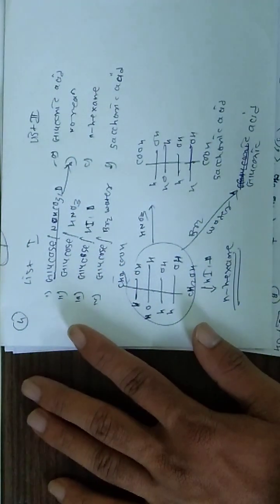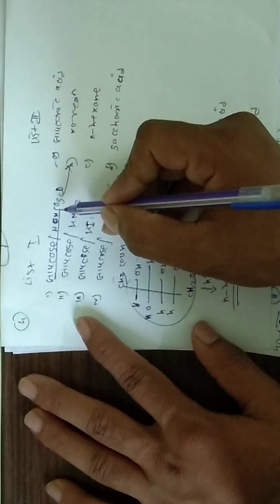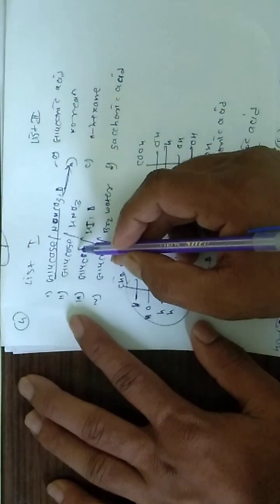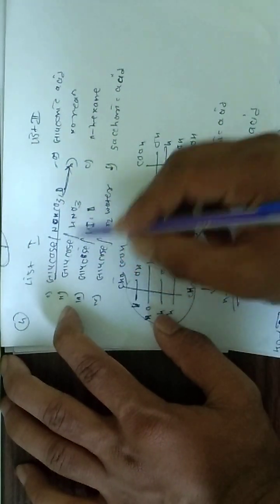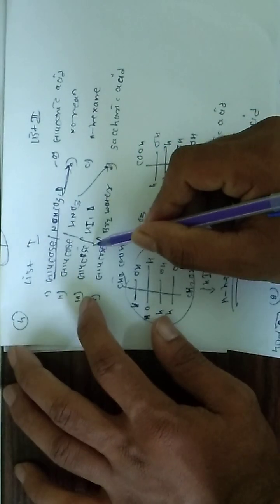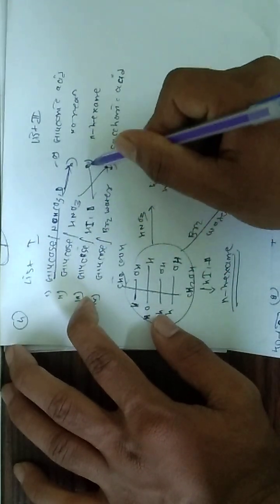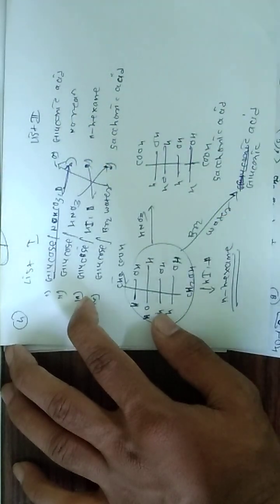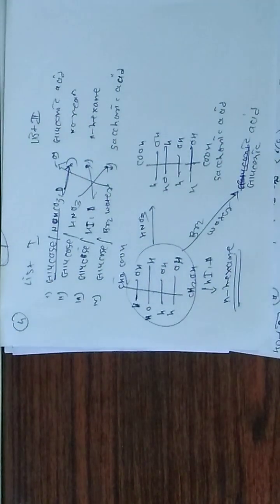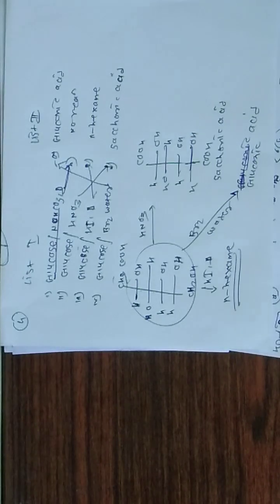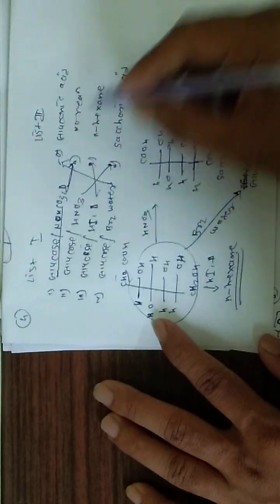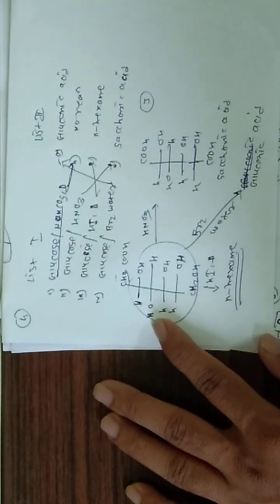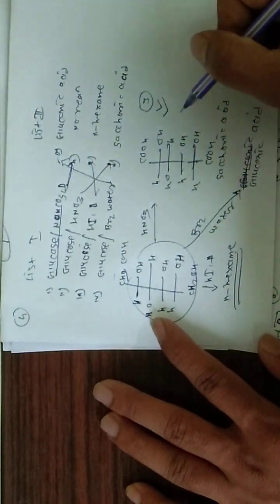So what will be the answer? Glucose with NaHCO3, no reaction. Glucose reacted with HNO3, saccharic acid. Glucose on reaction with HI, N-hexane. Glucose on reacting with bromine water, gluconic acid. This is the answer, and here the correct option is the third. In the third option this pairing is given, so the third option of that question is correct.